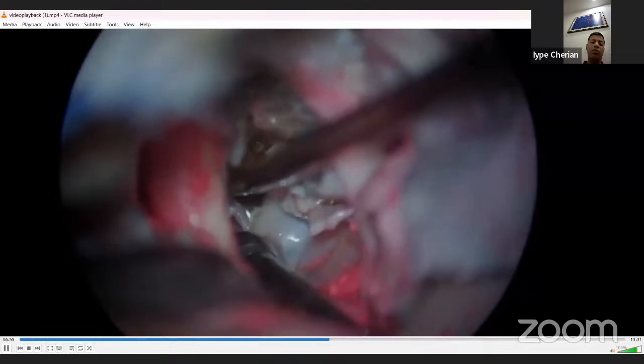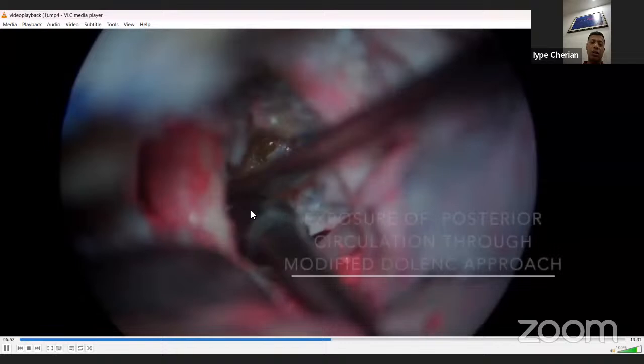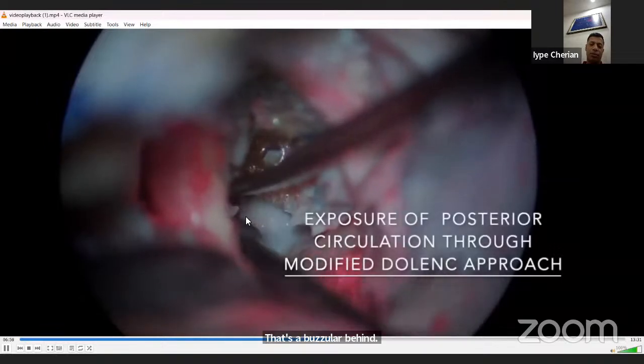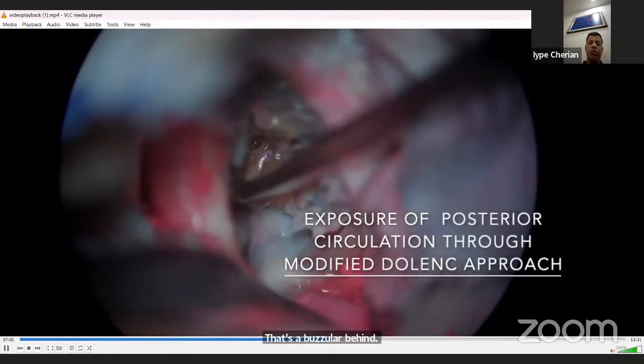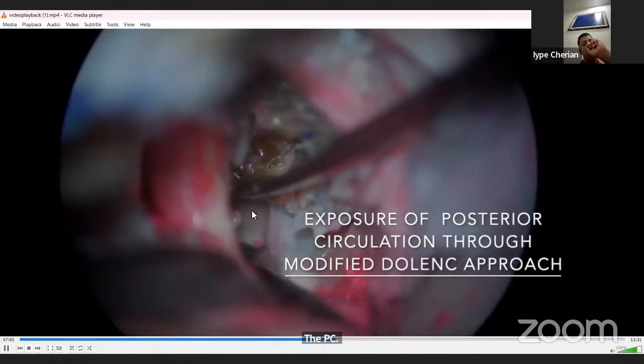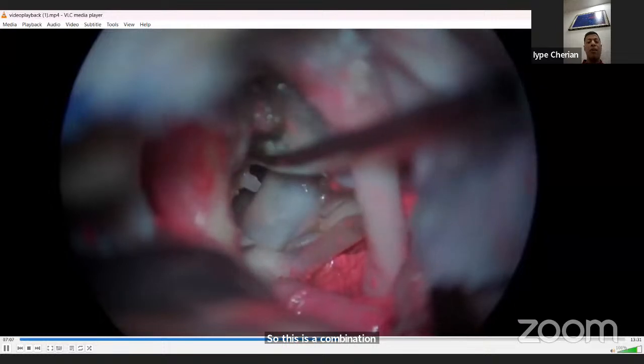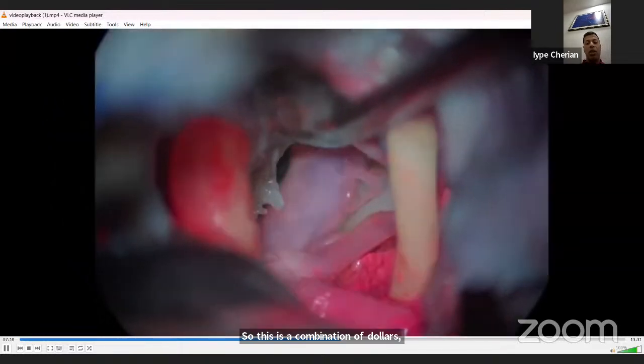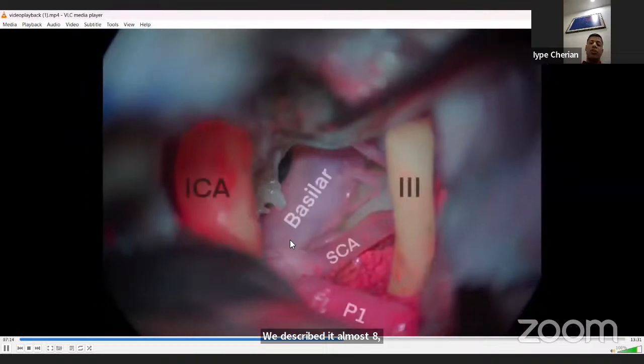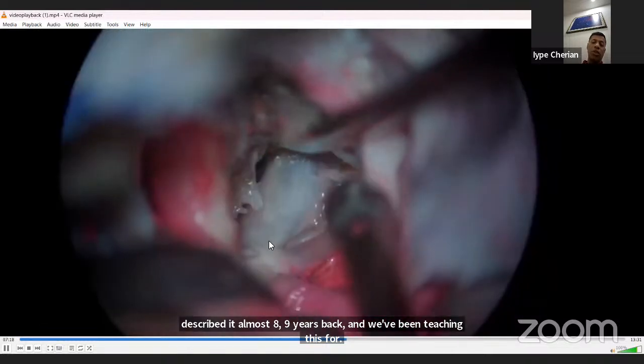That's a basilar artery behind the PCP. So this is a combination of Dolenz, Kawase, everything together. We described it almost 8-9 years back, and we've been teaching this from that time, 2014 onwards.